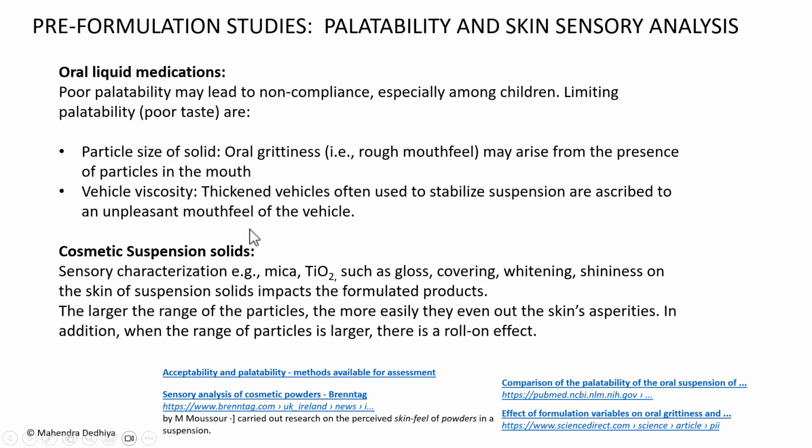Cosmetic suspension: solids are included in many emulsion formulations, followed by sensory characterization. For example, mica and titanium dioxide provide gloss, covering, or whitening on the skin. The larger the range of particle, the more easily they even out on skin. In addition to that, when particles are large, there's a roll-on effect.